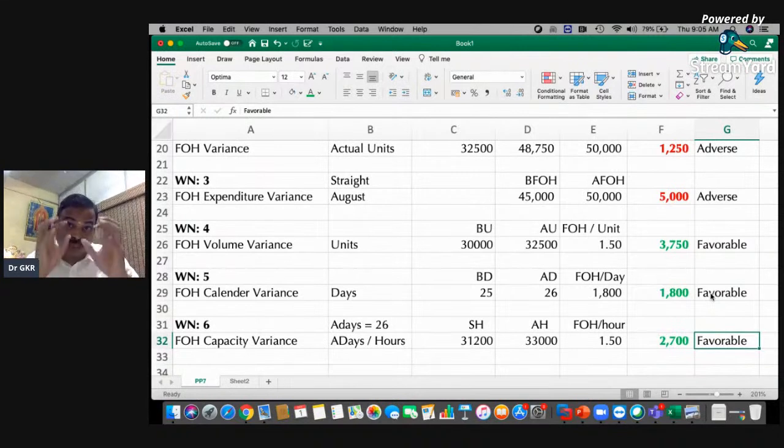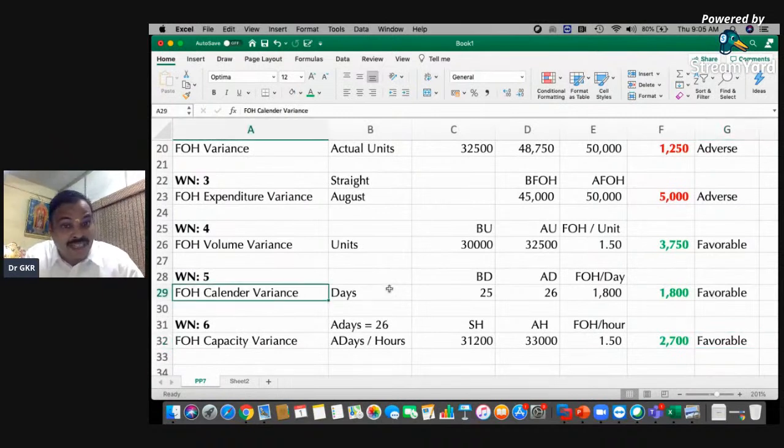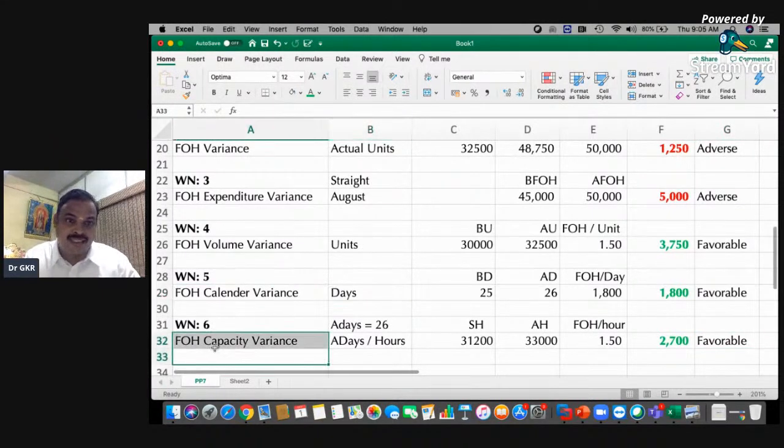So favorable capacity. You have worked more capacity. But don't bother about the volume, don't bother about the units. That I am going to see in efficiency. So calendar is only days. Capacity is days with respect to hours. For that day, how many hours you should work?